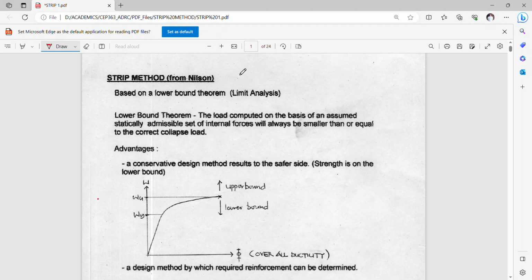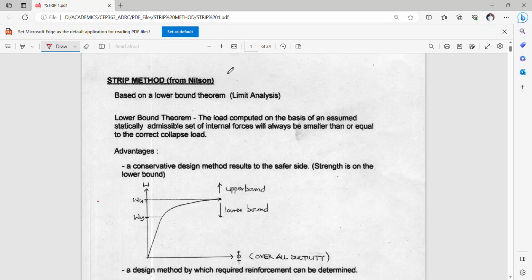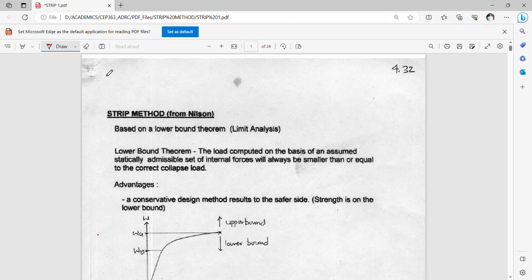So just a review of the previous method, we actually have discussed the yield line theory or analysis, which is actually an upper bound approach, where the computed load is always greater than the expected or actual. So we are talking about load capacities beyond the estimate.